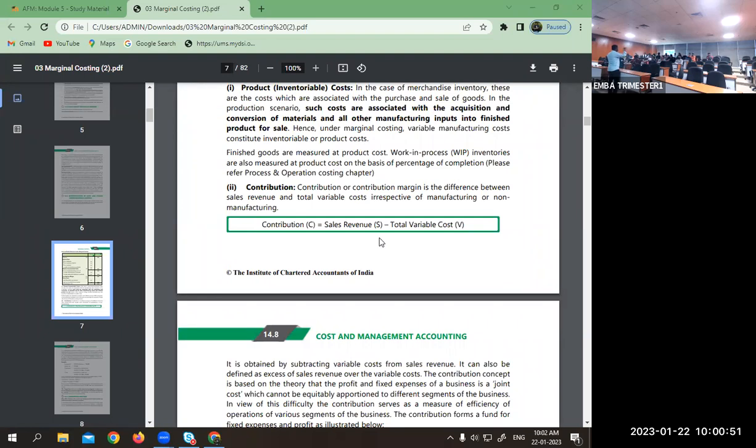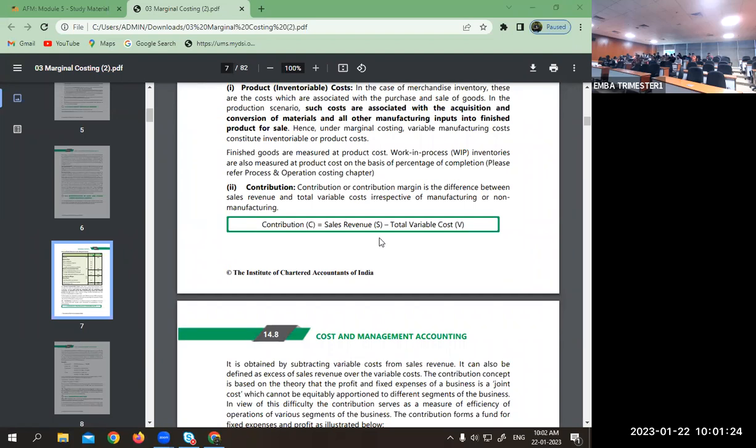But here, one small stage is introduced. We are not subtracting all the costs together. We classify the cost into two categories: one is variable cost, another one is fixed cost. The total revenue, that is sales, minus variable cost, whatever you get, the amount is called contribution. In equation form, contribution is equal to sales minus variable cost.